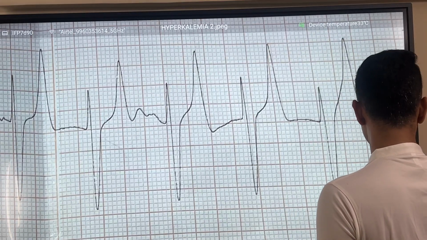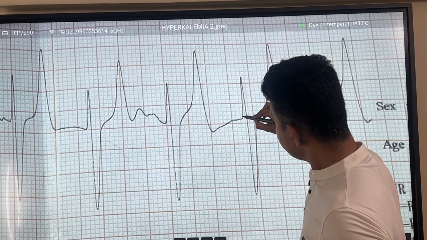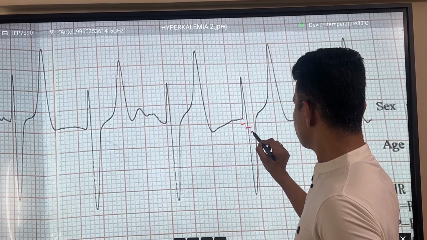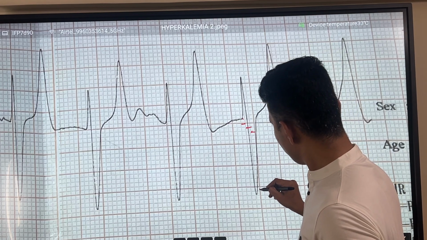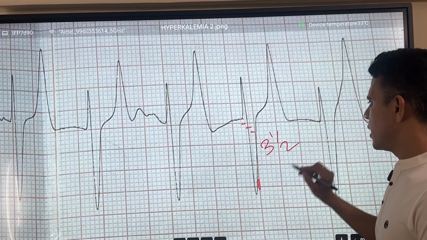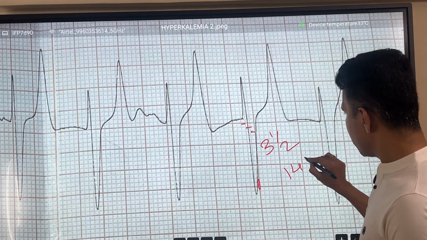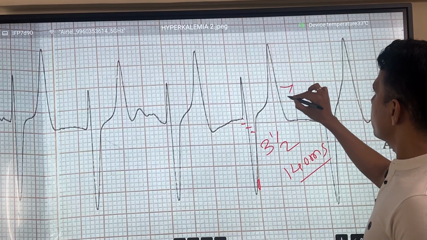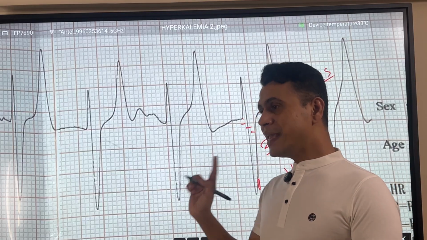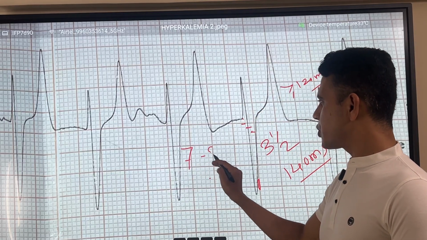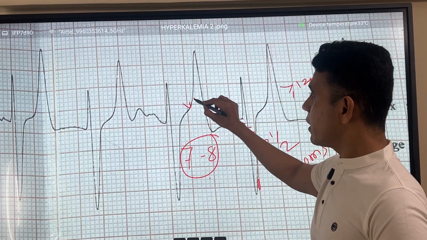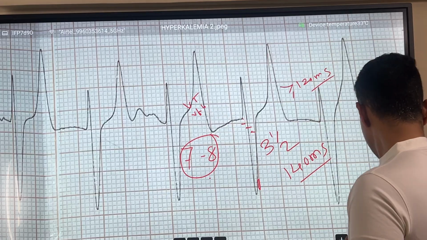If you look at the QRS, Q is starting here. So there is one box, this is the second box, this is the third box, and this is coming up to 3.5 boxes. So QRS is 3.5 boxes, which means around 140 milliseconds. We know more than 120 milliseconds is a wide QRS complex. So QRS is wide and P is lost, which means the patient must have potassium of at least 7 to 8. If potassium rises more than that, then the patient can at any time have VT, VFib, or asystole.